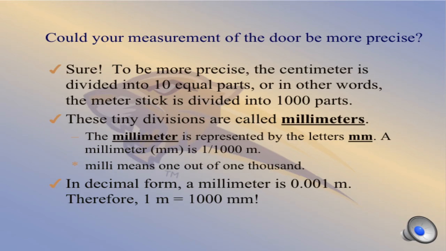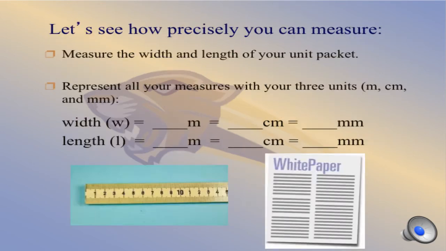1 meter equals 1,000 millimeters. 1 millimeter is equal to 0.001 meters. So let's practice making some measurements. We're going to measure our packet with our ruler. We're going to find the width and the length in meters, centimeters, and millimeters. So go ahead and do that.